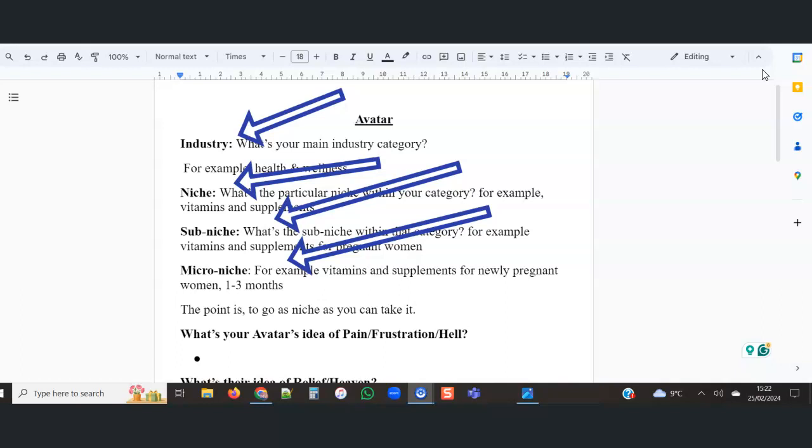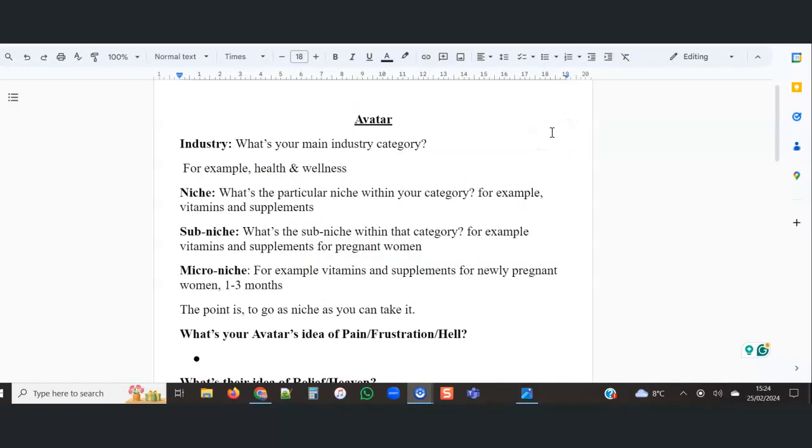If you can go micro niche, I've shown you here also that it could be vitamins and supplements for newly pregnant women, 1 to 3 months. I think you're starting to get the picture that the more niche we can go, the better or more highly defined and more real we can make this customer. And there's a reason for this, which I'll go into a bit later on.